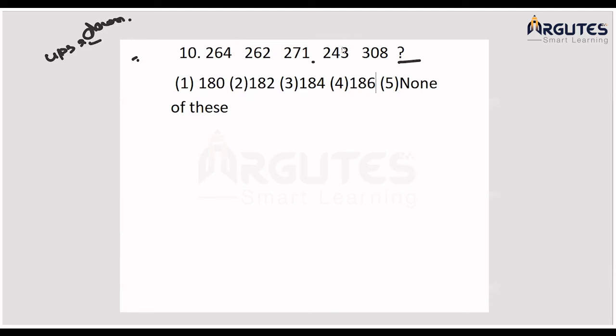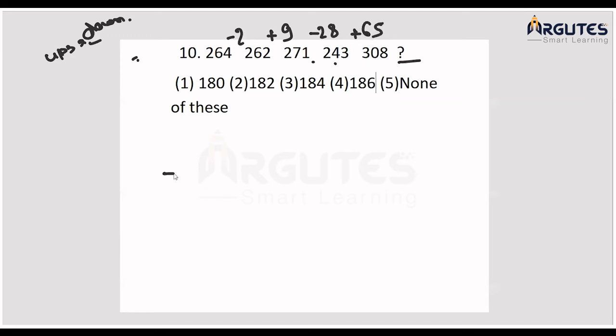Now look at 271 and 243. So we come to know that something must be getting added or subtracted. So how do you reach 262 from this 264? You subtracted 2 over here, then you add something, 262 to 271. So what is getting added? 9 is getting added over here. Then 271 and 243, what is getting subtracted? 28 is getting subtracted. Then 243 and 308, what is getting added? So plus 65 is getting added.